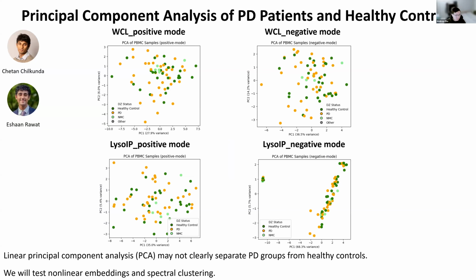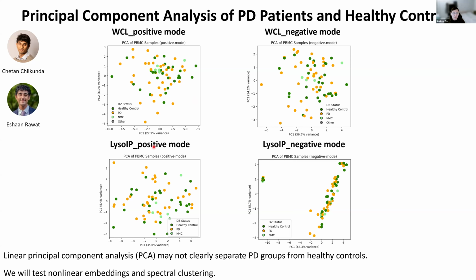From the lipidomics data at the whole cell level and the lysosomal level using the tagless IP, we performed PCA analysis of PBMC cells from GBA1 variant carriers and healthy controls. At the whole cell level, with positive mode and negative mode data acquisition, which are the top two PCA plots, we didn't see much differentiation between the PD patients and healthy controls.